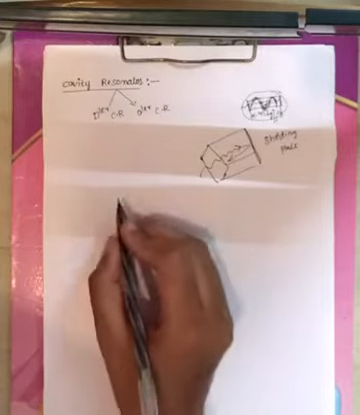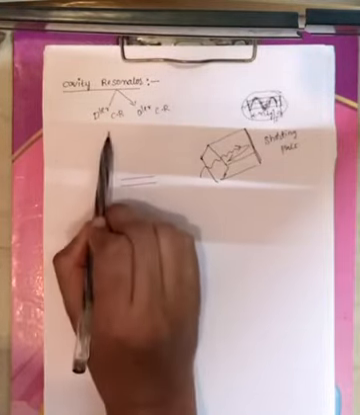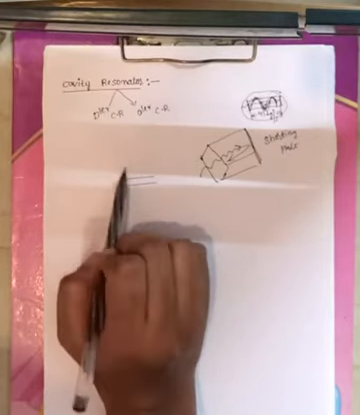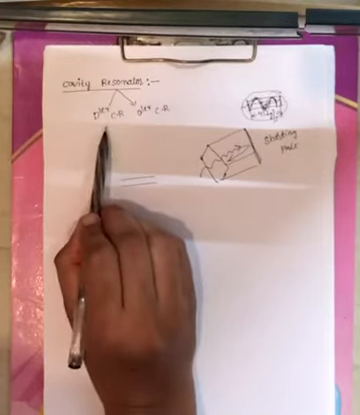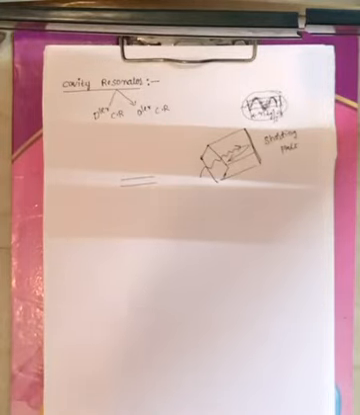Now consider this is your waveguide. This waveguide may be rectangular or circular. If it is a rectangular waveguide, we call it a rectangular cavity resonator. If the waveguide is circular, we call it a circular cavity resonator.